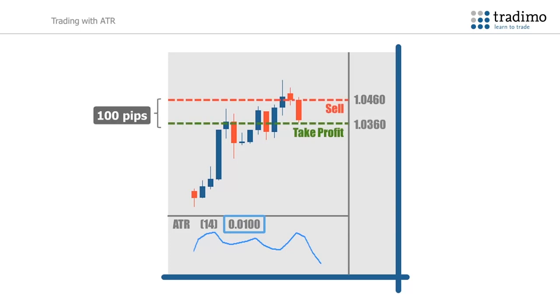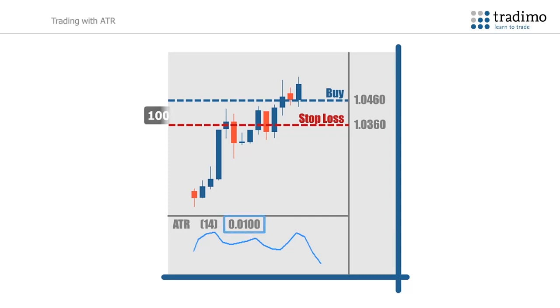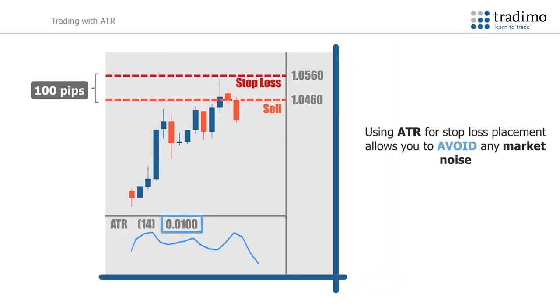To use the ATR for stop loss placement, you should look at the indicator's reading when you enter your trade, then place your stop loss an equal amount of pips from your entry. For example, if as you enter a long trade the ATR reads 100 pips, you should place your stop loss 100 pips below your entry. Again, the reverse is true for a short trade. Using ATR in this way for stop loss placement allows you to avoid any market noise.